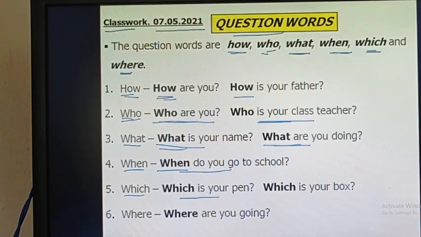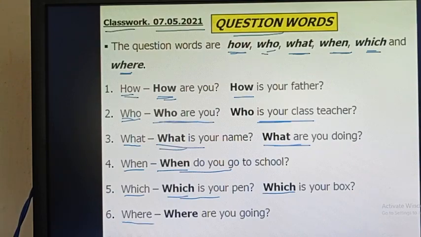Which is your pen? Or which is your box? This which is used regarding making choices. Like, suppose there are two pens. Which is your pen? Or if there are two boxes, then which is your box? Which is your purse?